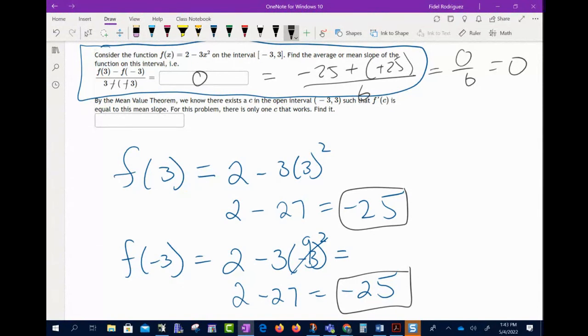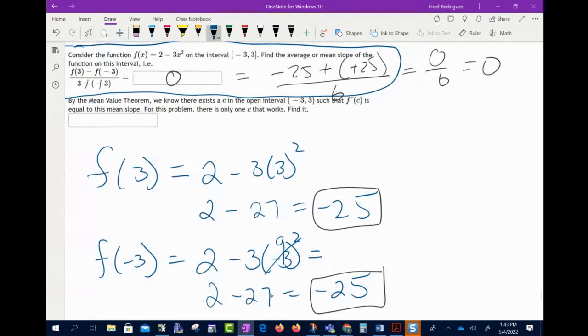Okay, now, the second part says, by the mean value theorem, we know that there exists a C in that open interval so that f prime at C is equal to that mean slope. Okay, so look what they're telling me. We're going to find the derivative. So look, y'all, for part B, I'm going to find the derivative. I want to find f prime of x. If my f of x is equal to 2 minus 3x squared, does anybody know what f prime of x should be?